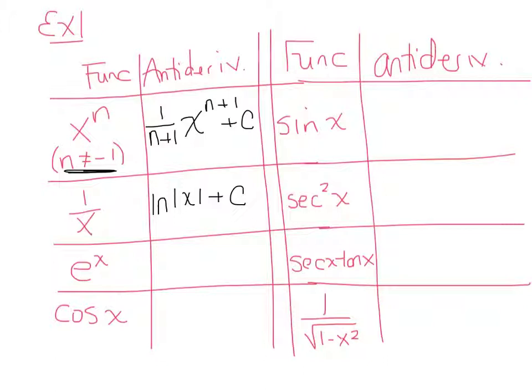Now e to the x. So what did we take the derivative of to get e to the x? Hopefully we remember that that is e to the x. That's the antiderivative of e to the x, because the derivative of e to the x is e to the x, and the antiderivative of e to the x is e to the x.